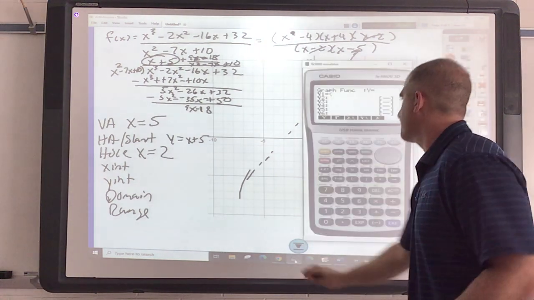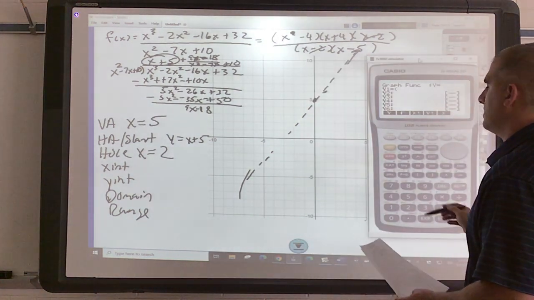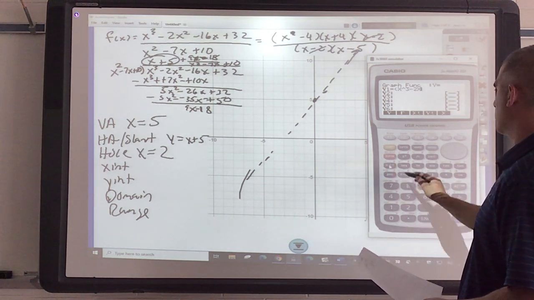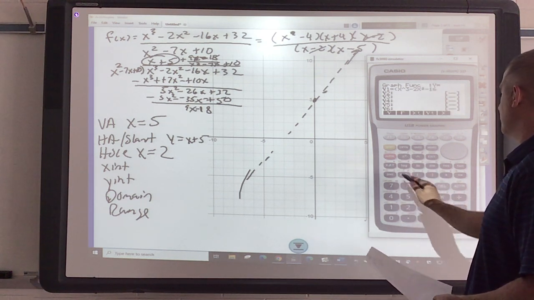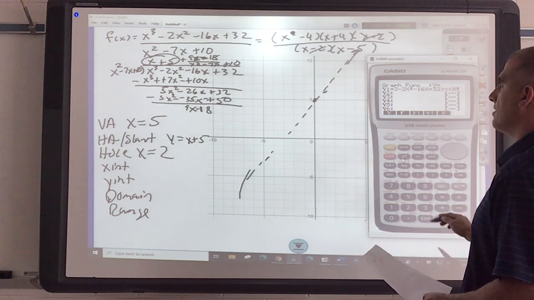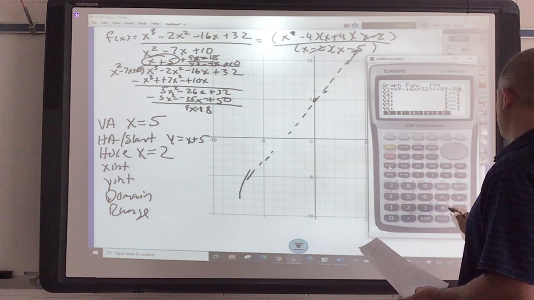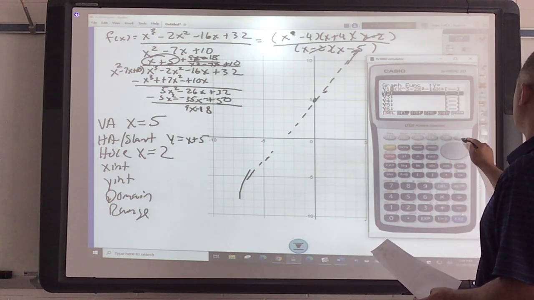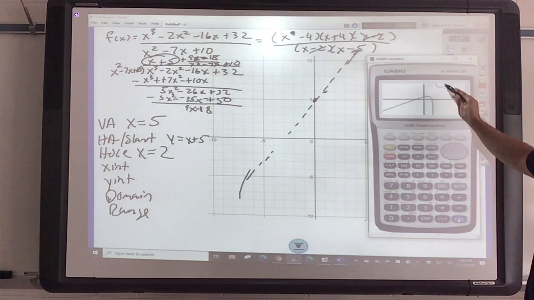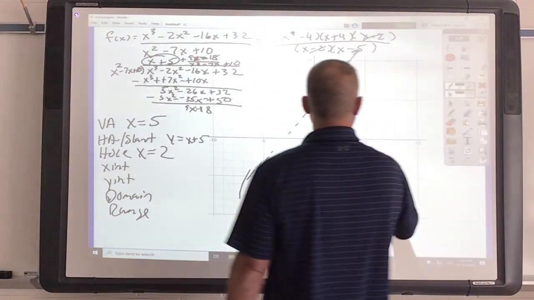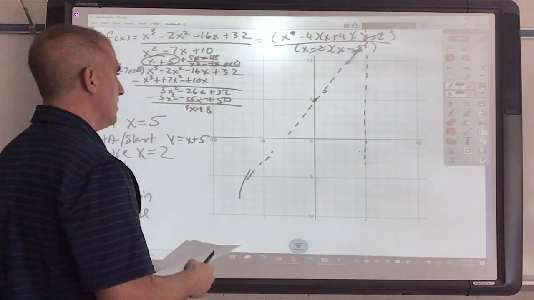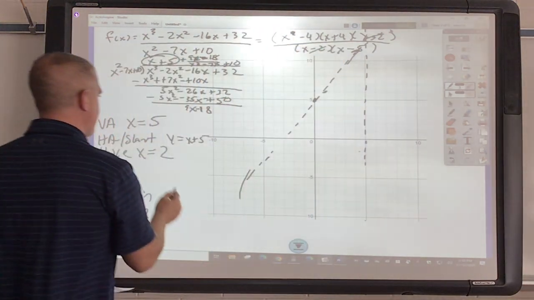Okay, let's go ahead and graph this at x cubed minus 2x squared minus 16x plus 32 divided by x squared minus 7x plus 10. All right, draw. Okay, as you can see, I can't see that, so I might have to zoom out. Okay, you can start to see it there. Okay, so here was my other asymptote. It goes off into that corner. Okay, so don't have a great picture here.